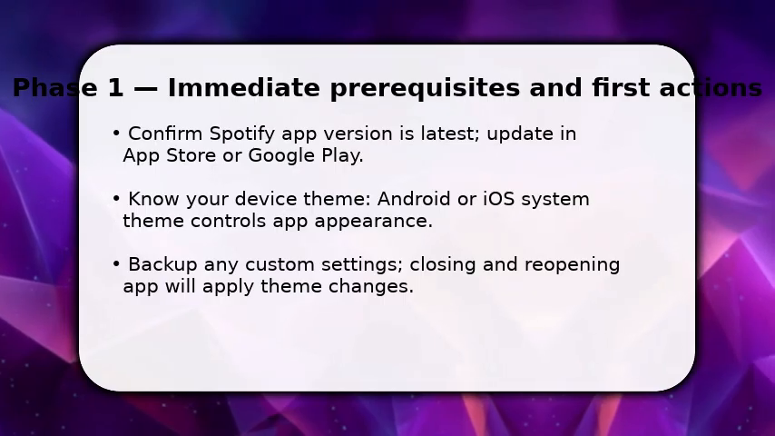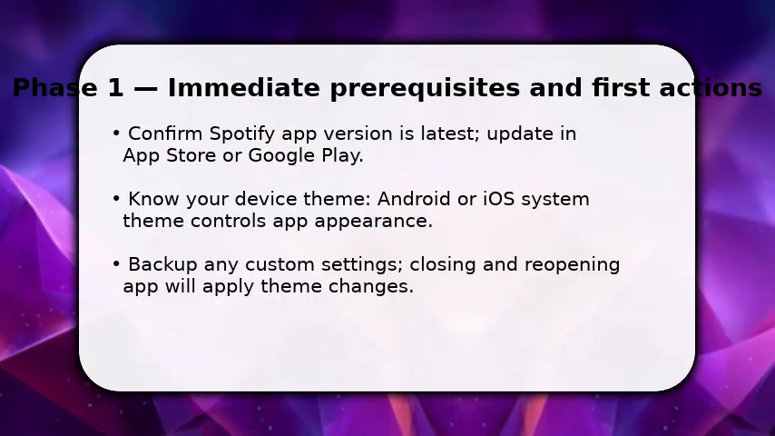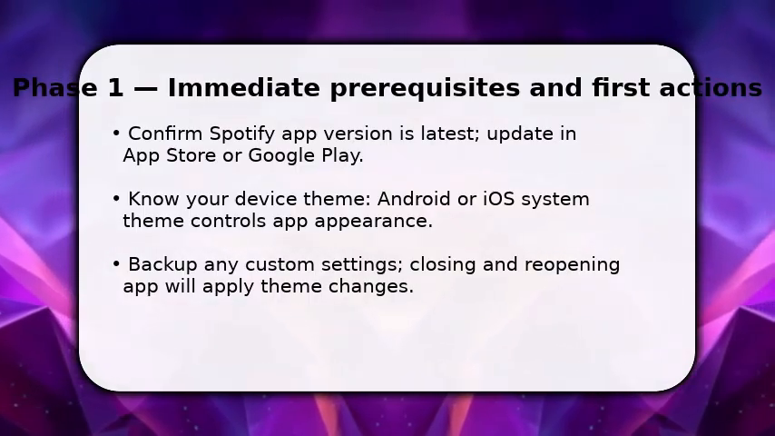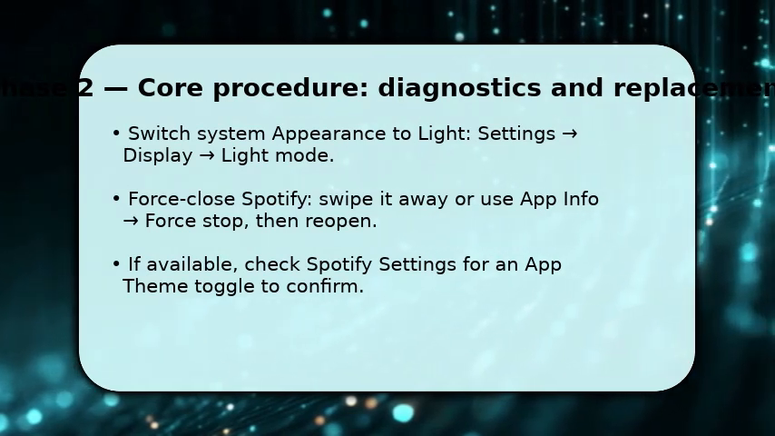This is the first actionable move. You are forcing Spotify to inherit a light appearance by changing the device-level preference. Once you flip the device appearance to light, make sure Spotify restarts and picks it up. Force close the app so it rereads system preferences.